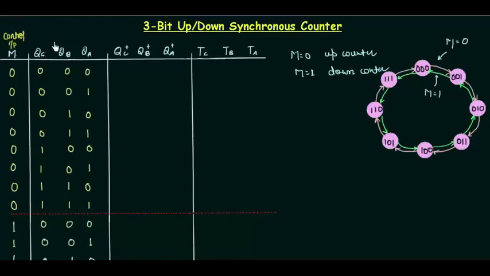This QC, QB, QA is definitely the present state. QC plus, QB plus, QA plus is the next state, and this TC, TB, TA is the input of the flip-flops. So let's start with it.